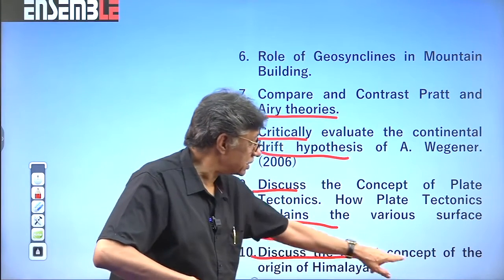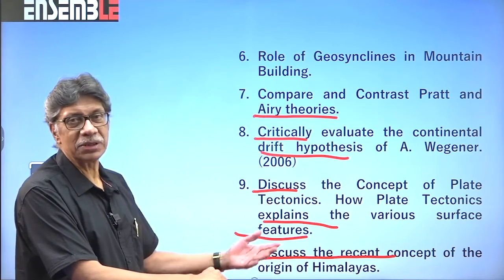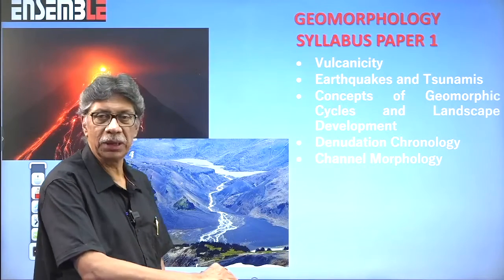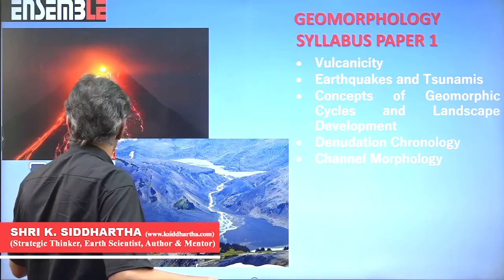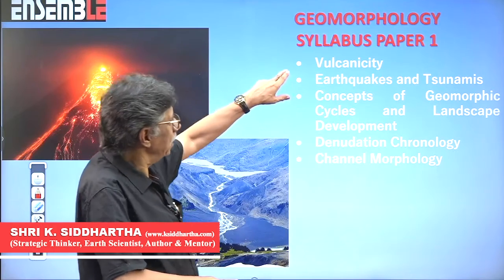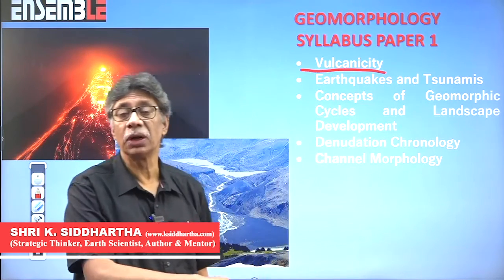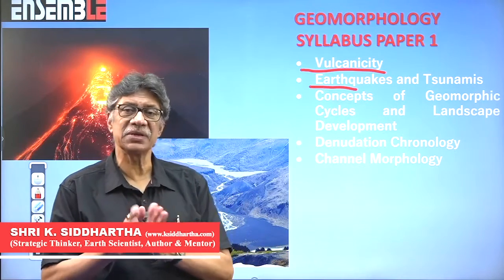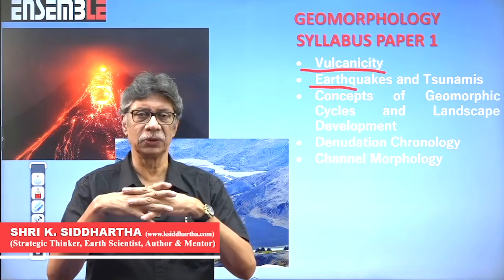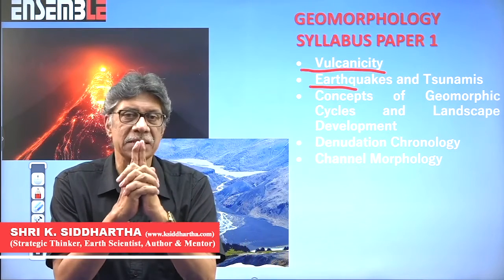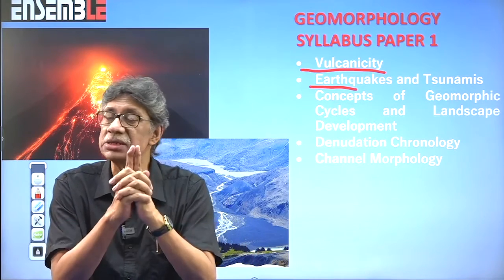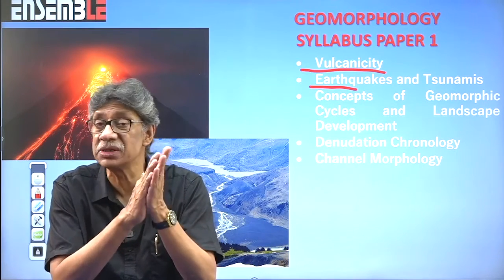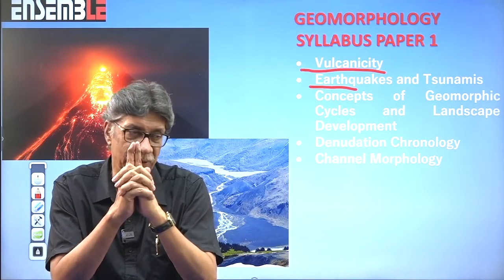And the recent concept on the origin of the Himalayas is going to be talking about plate tectonics, not exactly something very new. Now, pick up topics like volcanicity, that is volcanism, also earthquakes and tsunamis. When it is given as earthquakes and tsunamis, it doesn't mean that both of them are going to be correlated. Only one cause is associated with tsunami generation, that is earthquake. Tsunamis are generated by some 15, 16 reasons, and earthquakes happen to be one of them.